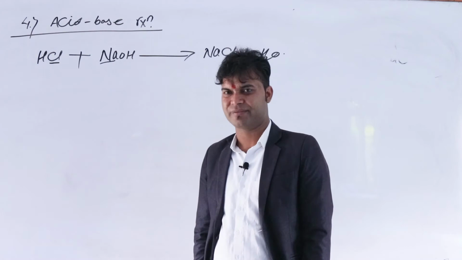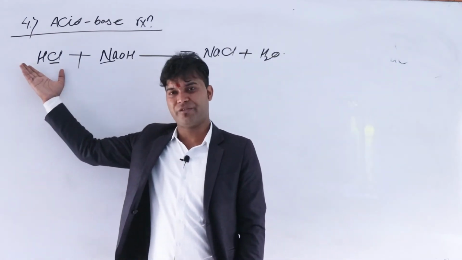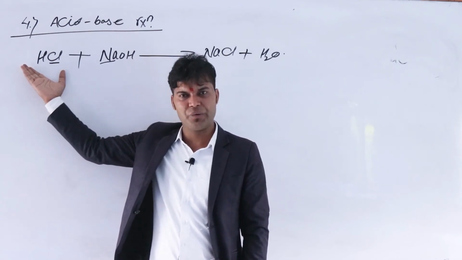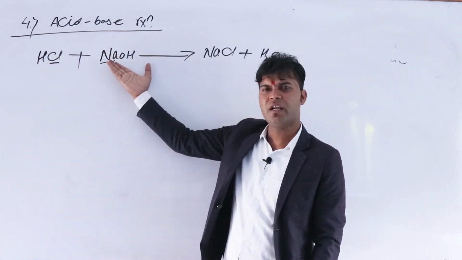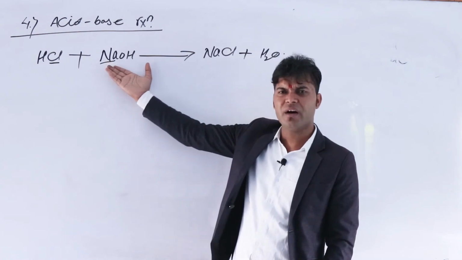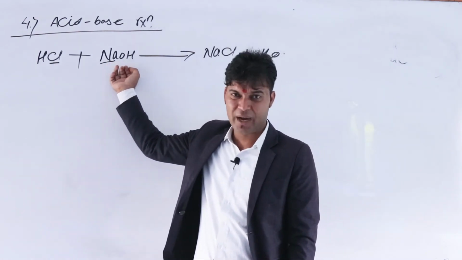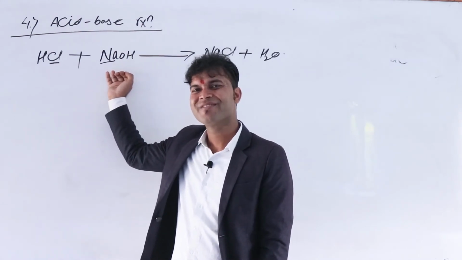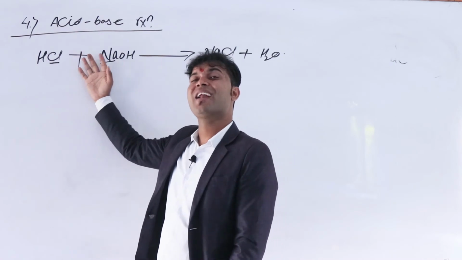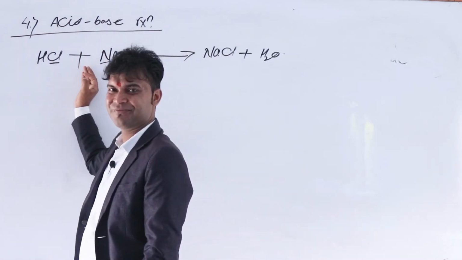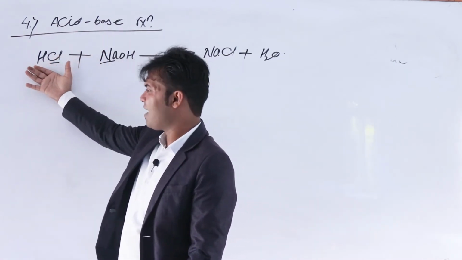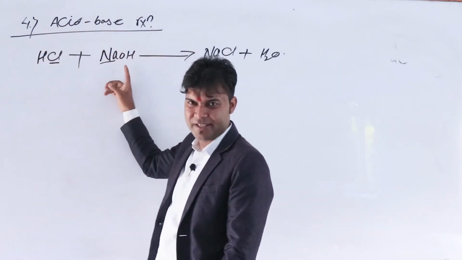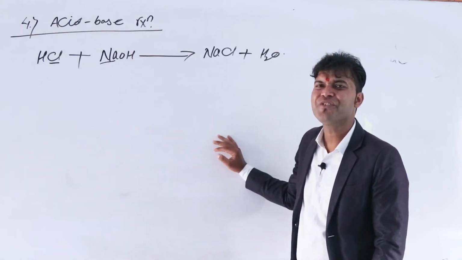In an acid-base reaction, when this compound is dissolved in water, it gives hydrogen positive ions. When the other compound is dissolved in water, it gives hydroxide ions, OH negative ions. In that case, when these two react with each other, this compound loses the properties of acid, and this compound loses the properties of base, to form a neutral compound.